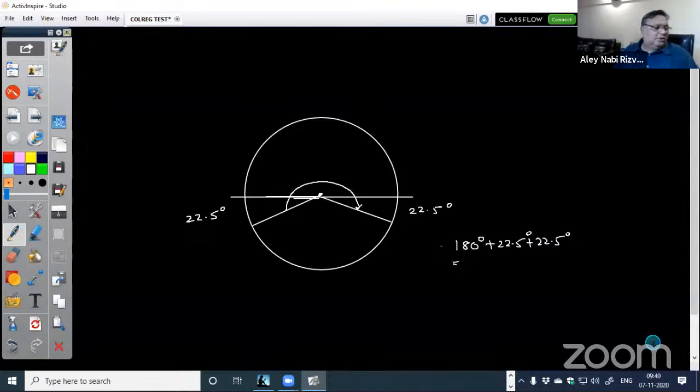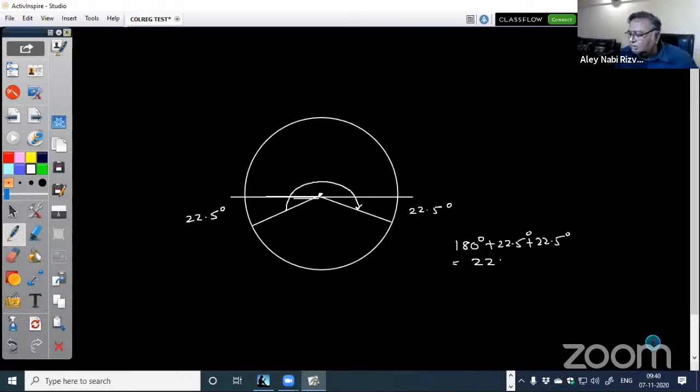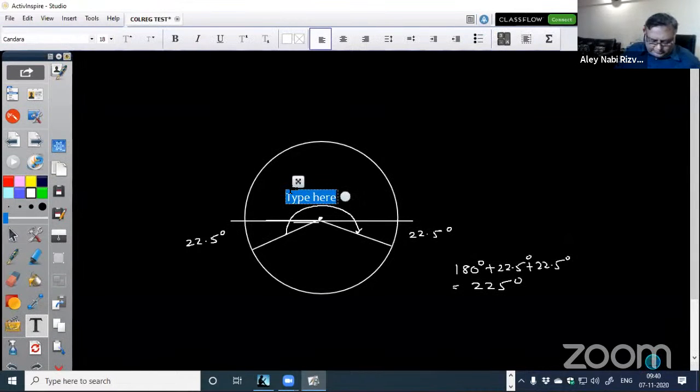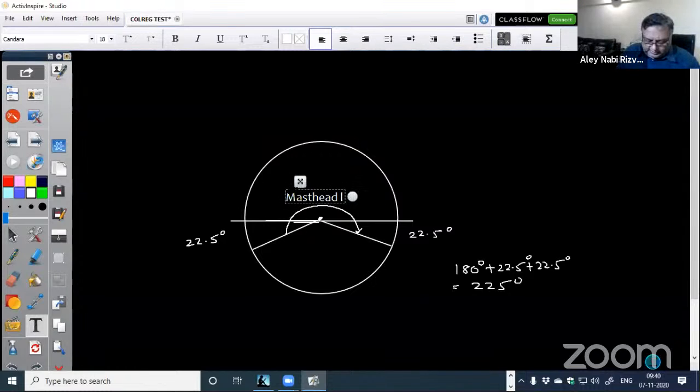So the total is going to be how much? 225. 225, sir. 225 degrees. So this is the arc of masthead light. Let me just write here, masthead. That is the combined word, masthead light.